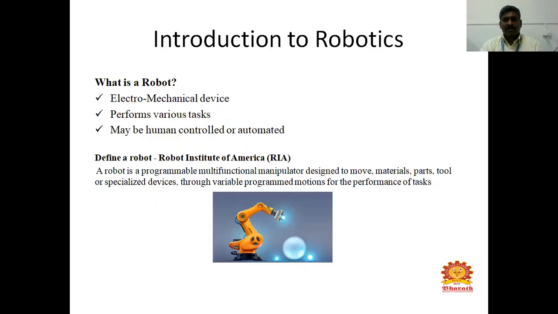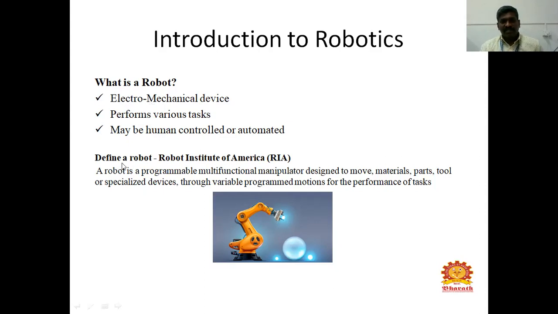Introduction to robotics. First of all, what is a robot? A robot is an electromechanical device. That means it is a device combining electrical and mechanical parts to perform various tasks. A robot can perform various tasks. It may be human controlled or automated. This robot may be controlled by a human or automated on its own.